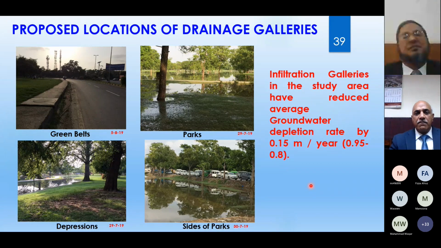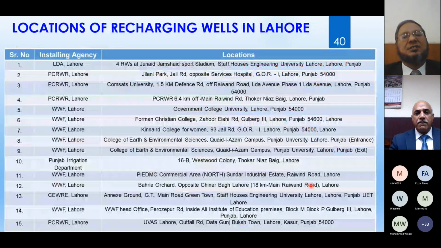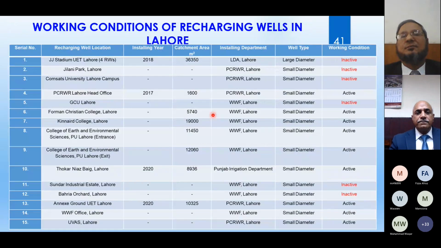This is the work done by some of our final year project students, and they have explored that there are 18 recharging wells installed in Lahore by these agencies, and these are the locations where these recharging wells are installed. So it is the summary of their findings. There are 4 recharging wells in Junaid Jamshed Stadium of UET Lahore, which are large diameter, and this is the working condition. There are 4 agencies which have installed these recharging wells: LDA, PCRWR, WWF, and Punjab Irrigation Department.